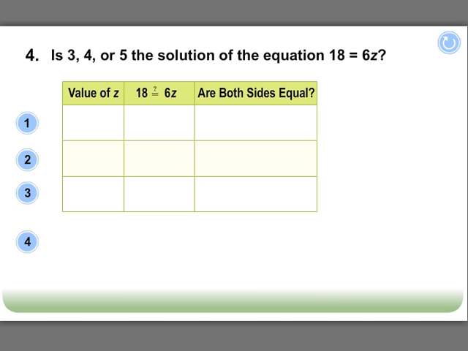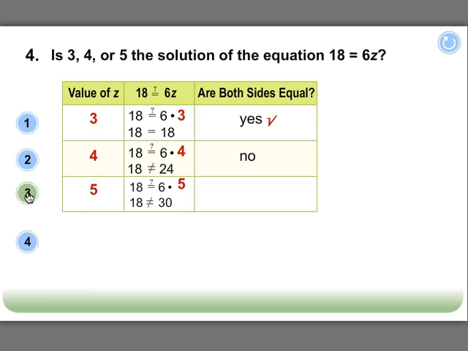So let's try another one of these. Is 3, 4, or 5 the solution of the equation 18 equals 6z? So does 18 equal 6 times 3? 18 equals 18, so yes, both sides are equal. Now let's plug in 4 and see if that works. No, 6 times 4 is 24, so they're not equal. And then we're going to know again that 5 is not equal, right? The solution, therefore, is the number 3.